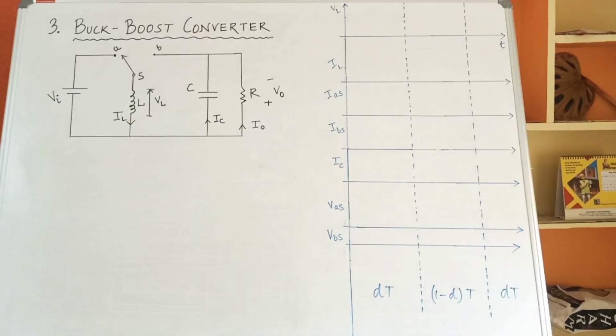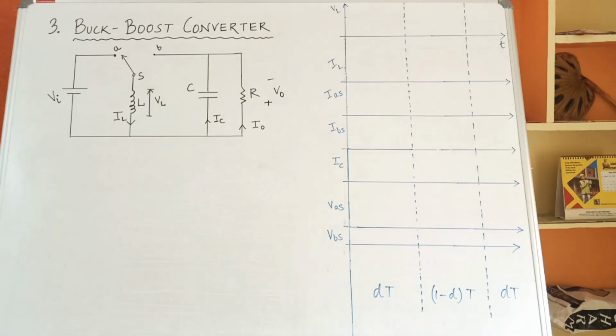So we have drawn the basic circuit of a buck boost converter. It consists of a DC voltage source termed as Vi, a single pole double throw switch with fixed point S and two throws A and B, an inductor, a capacitor and a resistive load. Again we have to take the same assumptions, that is, all the current directions and voltage polarities marked in the diagram, that is for IL, IC, I0, VL and V0, are treated to be positive.